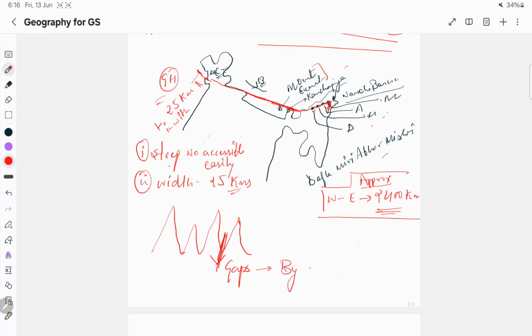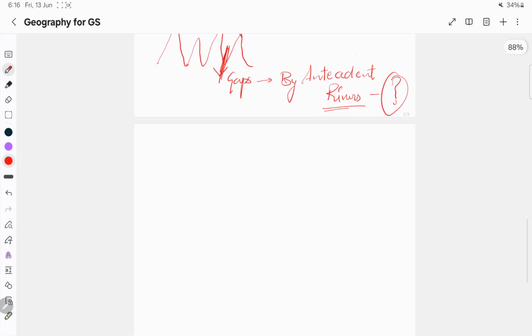By antecedent rivers. So what are these antecedent rivers? The rivers which were flowing before this Indian peninsula and Eurasian plate collided. Simple. The rivers which were flowing before they both collided.